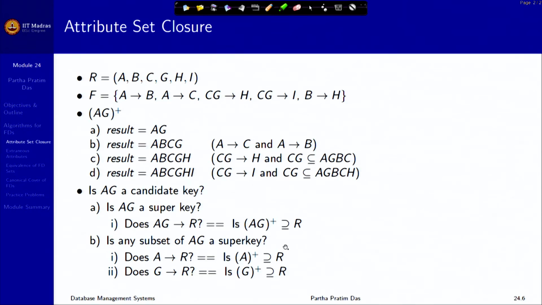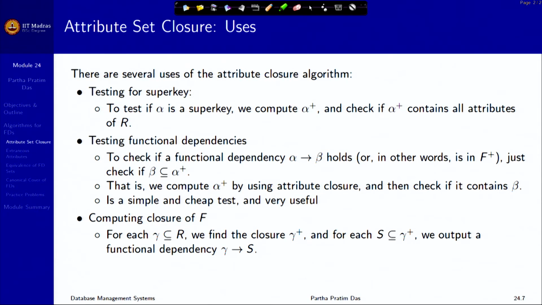So, the first is the closure of attribute sets, which we have already studied. We have seen this example before, where we can take any subset of attributes and, by repeatedly applying the functional dependencies onto it till no change can happen, we can compute the closure set of any set of attributes. We have also discussed that there are several uses for this closure set computation, and going forward we will see more and more of these uses. First is obviously testing for super key, because a set of attributes can be a super key if its closure is the entire set of attributes.